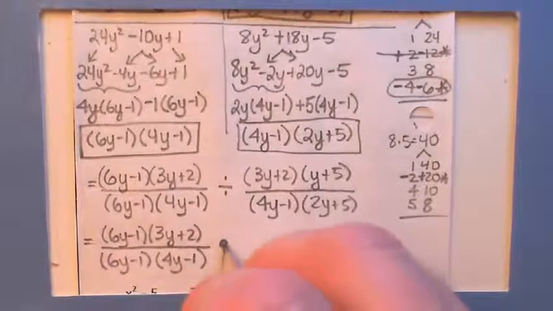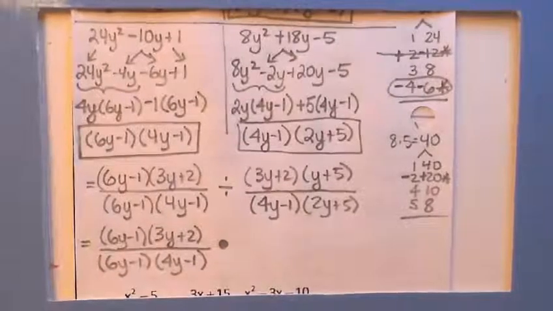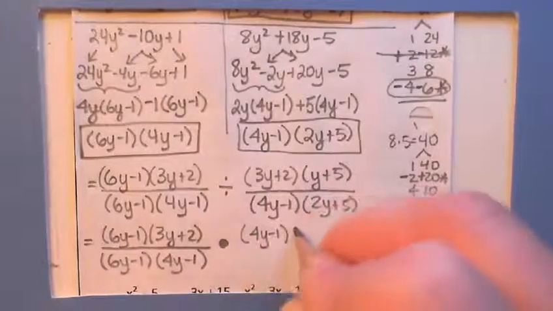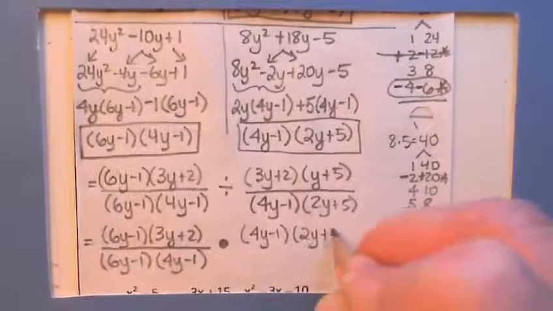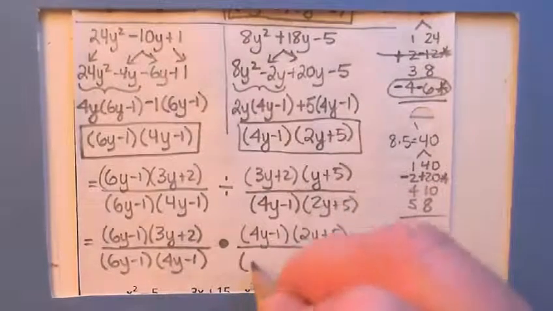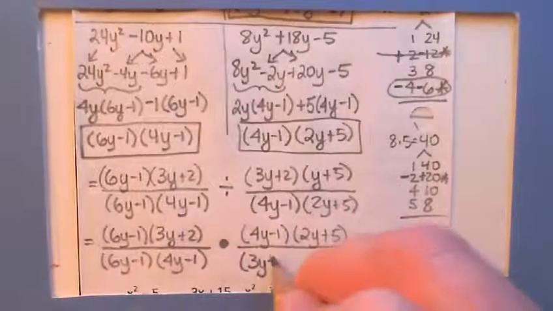Okay, now we change the division sign to times, and we're going to flip the second term. So this would be 4y minus 1 and 2y plus 5 on top. It was on the bottom before, but now it comes to the top, and what's on top comes to the bottom.